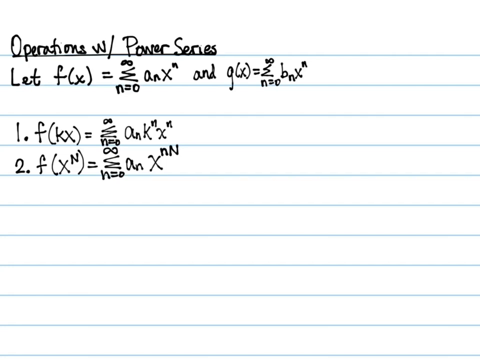So the third one is that if you have the sum of these two functions, or the difference, then this is actually the same as having a sub n plus or minus b sub n times x to the n. And again, that should sort of feel like we agree with that.